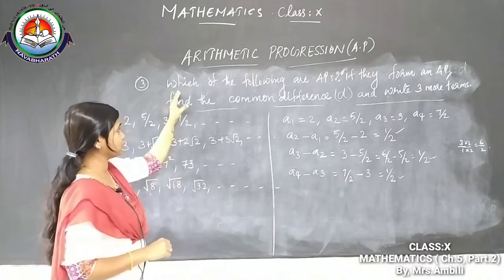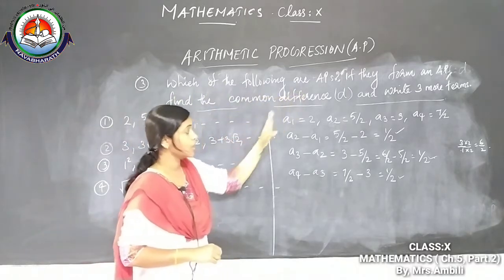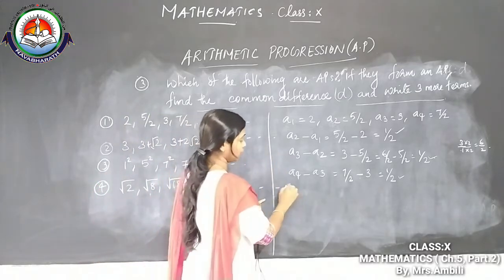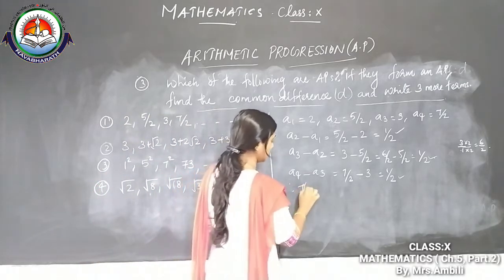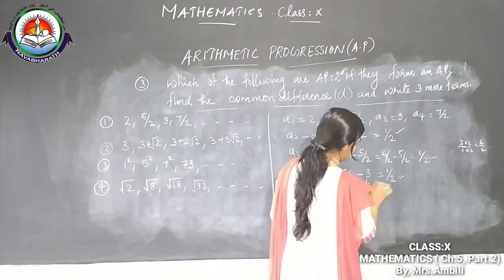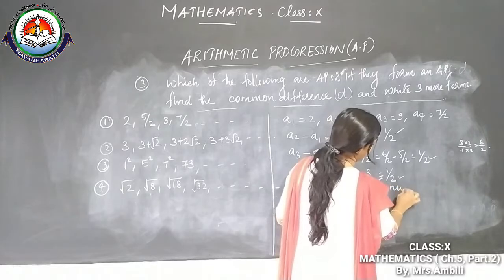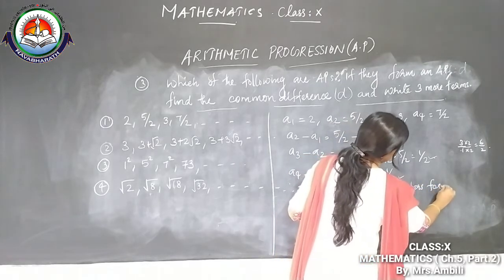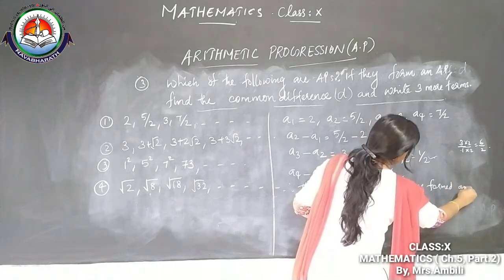Okay, that is our first question, which of the following are APs. So, our first question is an AP. So, that you need to write. Therefore, the given list of numbers formed an AP.